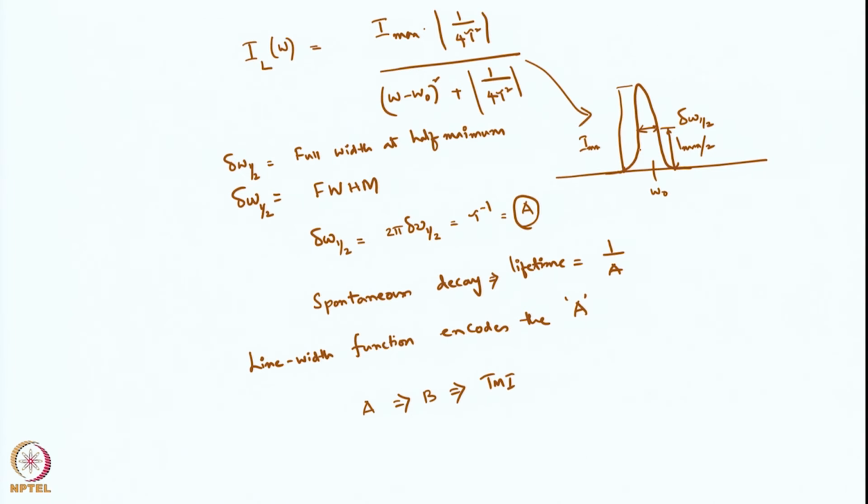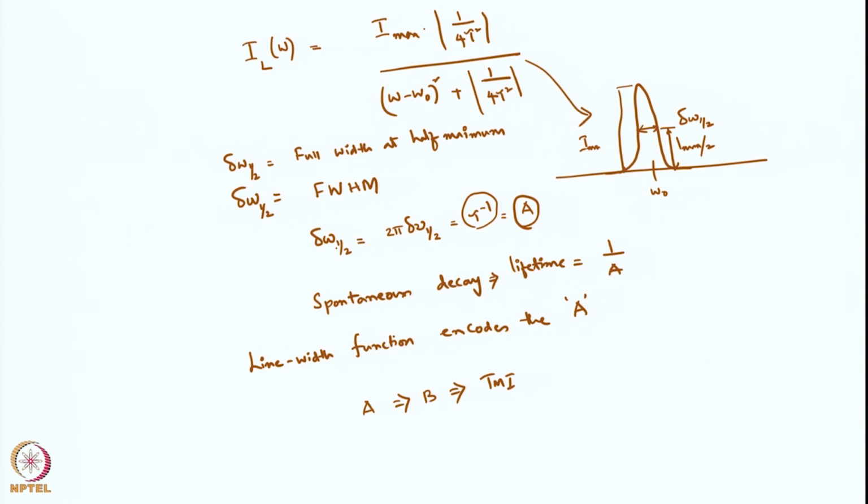So, it is rather easy to understand that one can measure or estimate quantities like the transition moment integral, Einstein's coefficient A, and Einstein's coefficient B just by measuring the spectra, either in the time domain or in the frequency domain. In the time domain I can measure tau, from there I can get A, and from there I can get the line width or the full width at half max. All these quantities are interrelated.